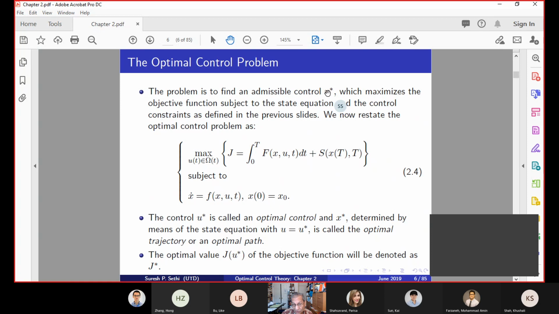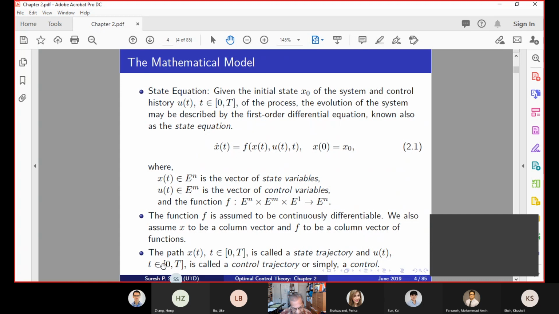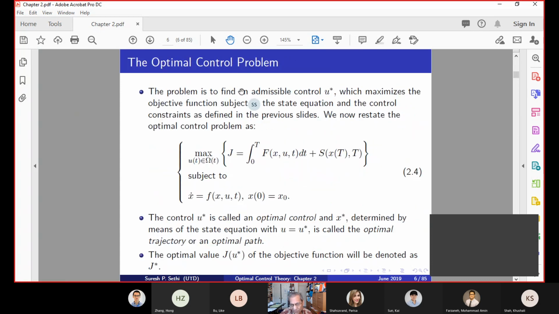The problem is to find a control u star. Notice now, when I say u star here, I actually mean everything from 0 to capital T. So you have to learn the language, what things mean. For example, here I said u(t) is a control trajectory or simply a control. I don't always want to say control trajectory, control trajectory. So you have to understand what is meant in the context. So admissible control u star would have to be a trajectory, which maximizes the objective function. It's not an instantaneous maximizer.